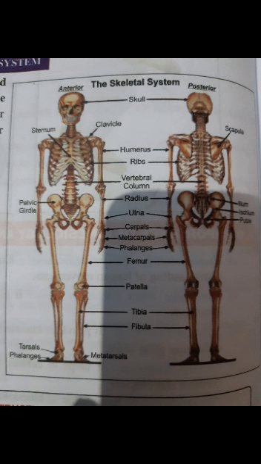In order to better understand the skeletal system, let us divide it into two parts. The first part is the axial skeleton and the second part is the appendicular skeleton. Now what are these two? Let's know about them. First is the axial skeleton. This skeleton consists of the following bones.